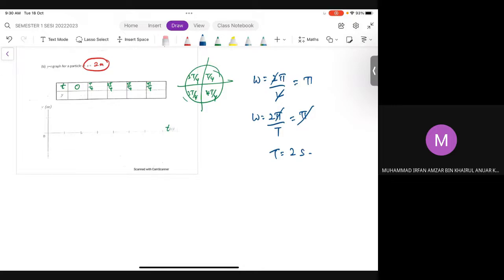Betul kan? Betul tak? Betul. Betul aja, tengah makan aku rasa ni.